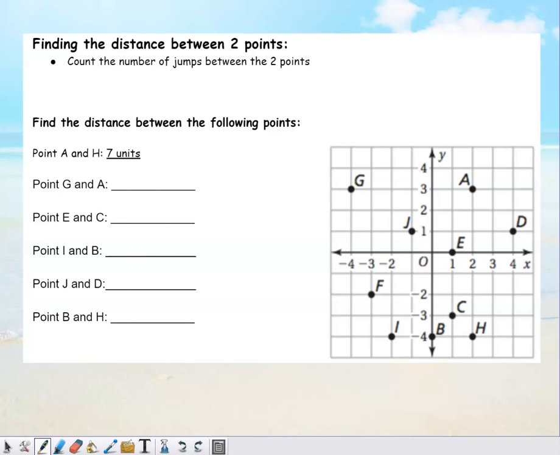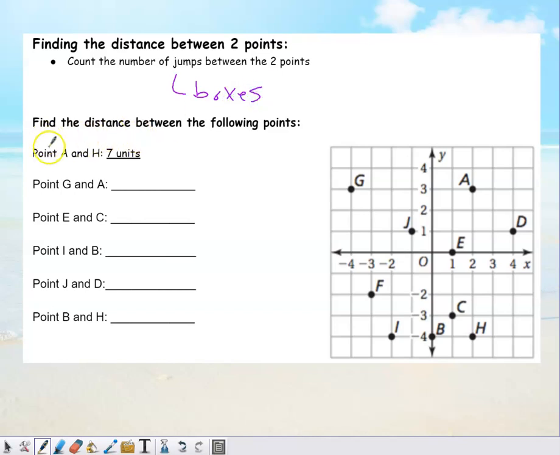Okay, so we are going to be finding the distance between 2 points on a graph. So here we have our coordinate grid with a whole bunch of points, and we want to know the distance between two of them. So what we do is we count the number of jumps between the 2 points. You can count the jumps or you can count the boxes between them.